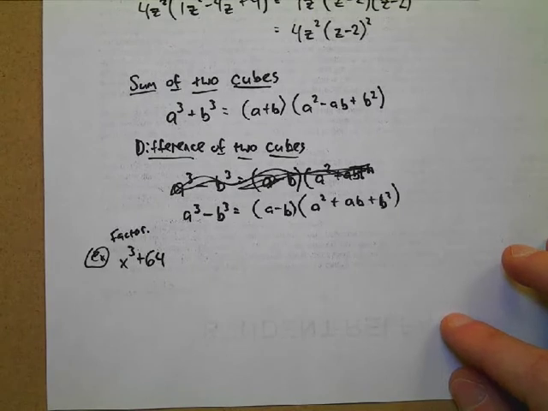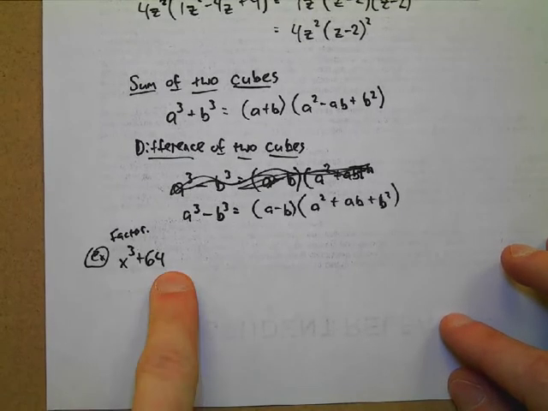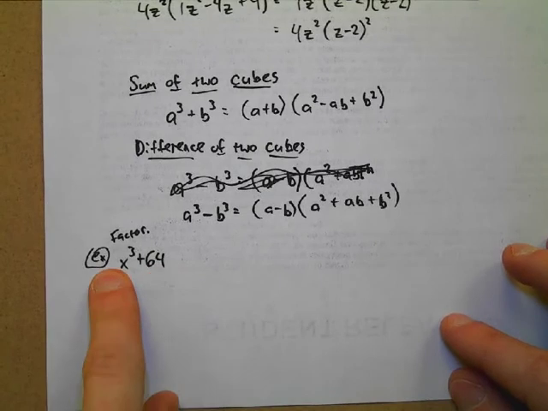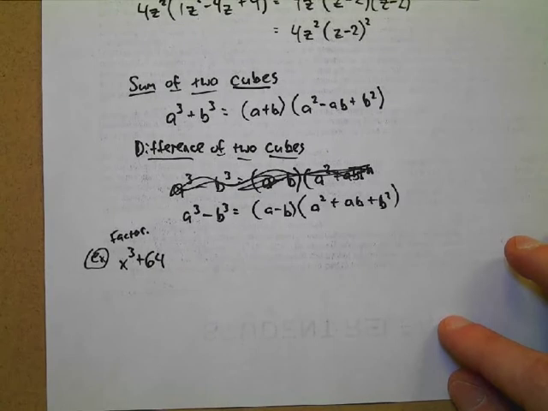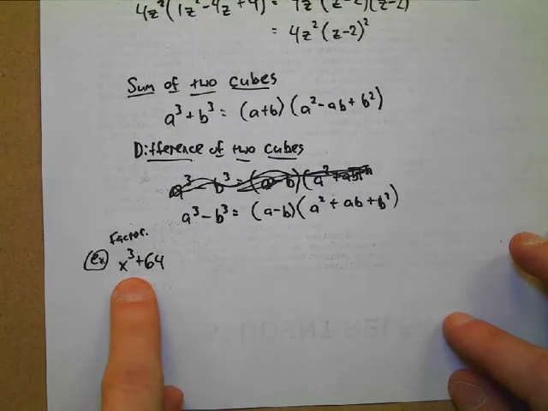No, right? You can't. This has x's, this doesn't. This has number 64, but there's no number there, so there's no GCF. Okay, it's not quadratic, so we can't use any of the quadratic stuff like the AC method, guess and check. We can't use perfect square difference of squares because these are not squares. Well, 64 is a perfect square, but x cubed is not, right?